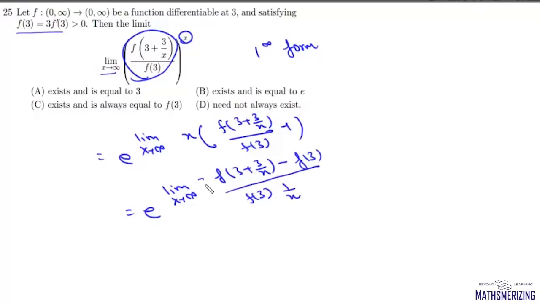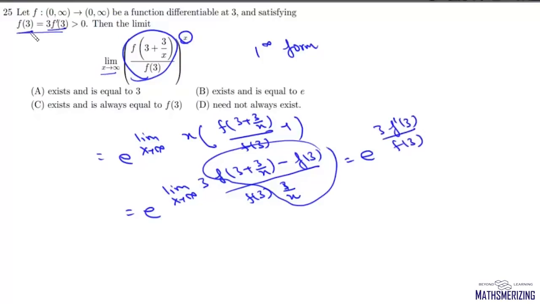Now what we will also do is we'll multiply by 3 and divide by 3. Now this is nothing but f(a + h) minus f(a) upon h, and that is nothing but the derivative of this function at a. So we can write this as e to the power 3 into f dash 3 by f(3). Now in the question it says 3 into f dash 3 by f(3) is 1. So this value is equal to e to the power 1, which is e. So this limit exists and is equal to e, and that's your option B.